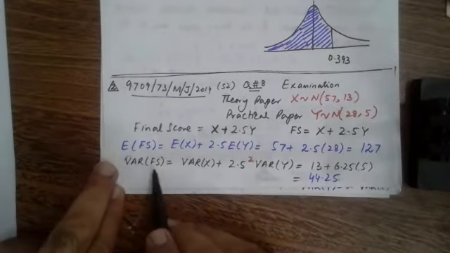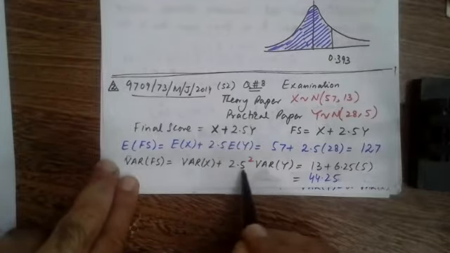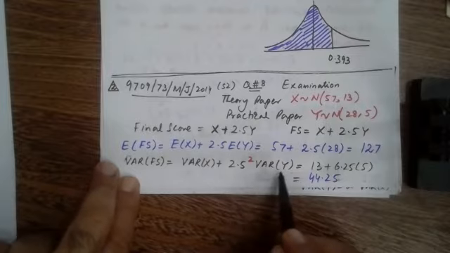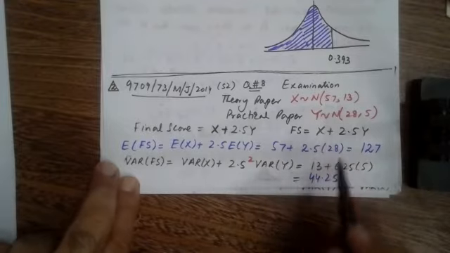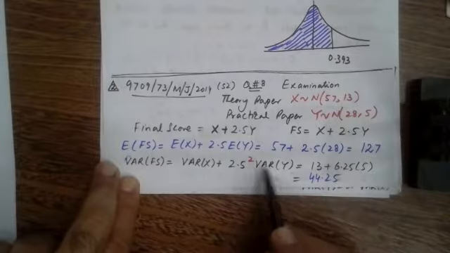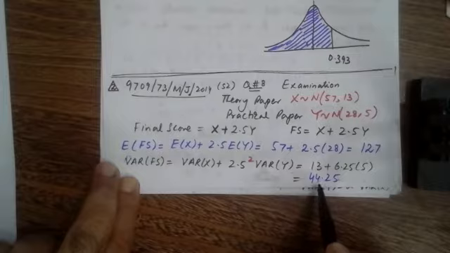Then the variance of the final score is equal to the variance of x plus 2.5 squared times the variance of y. The variance of x is 13, 2.5 squared is equal to 6.25, and the variance of y is 5. This makes the total variance of the final score in the paper 44.25.